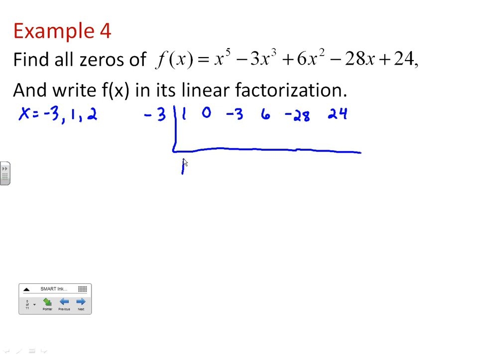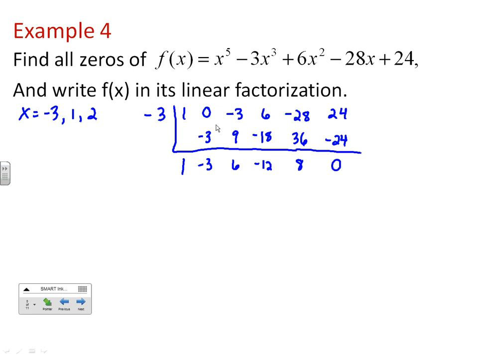I'm going to drop the 1, multiply -3 times 1, which is -3. 0 plus -3 is -3. -3 times -3 is 9. -3 plus 9 is 6. -3 times 6 is -18. 6 plus -18 is -12. -3 times -12 is 36. -28 plus 36 is 8. And -3 times 8 is -24, leaving us with the remainder of 0, which proves this really is a 0 because I got 0 as my remainder.